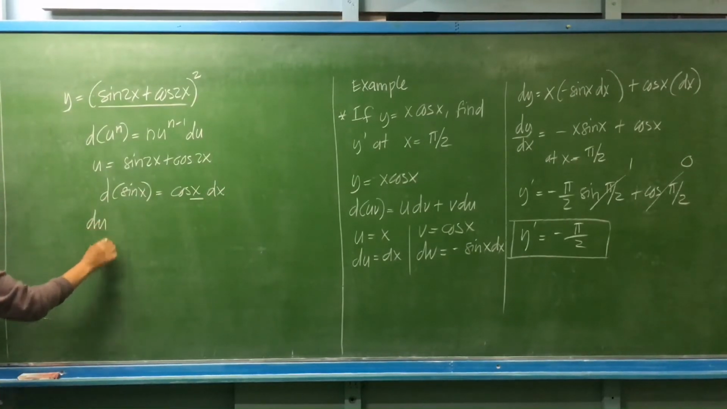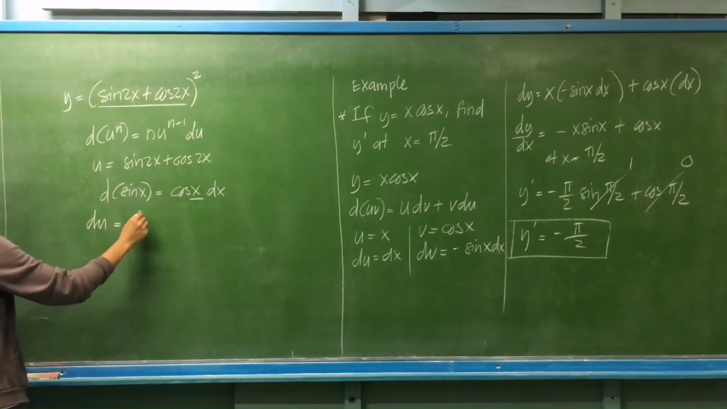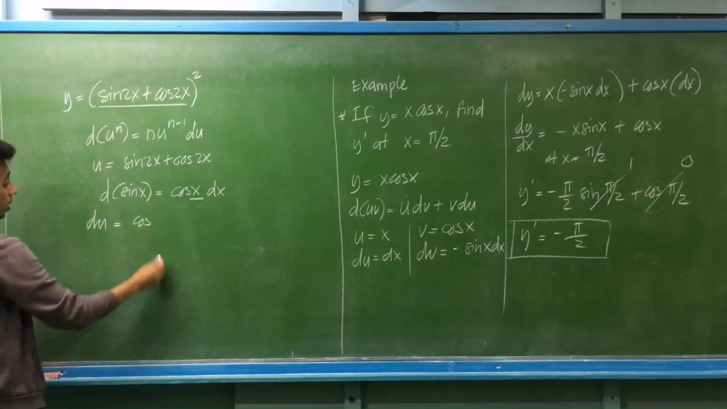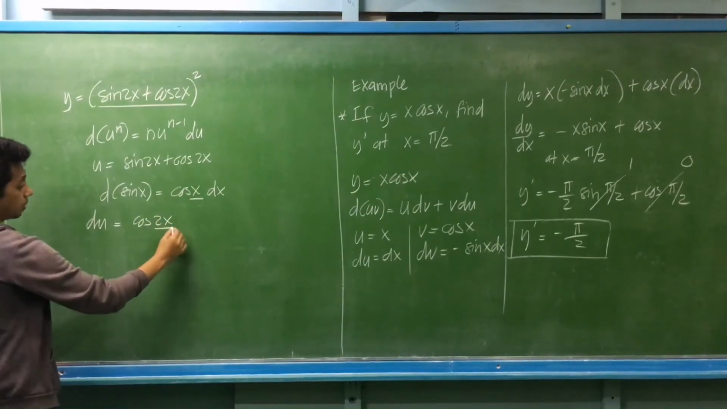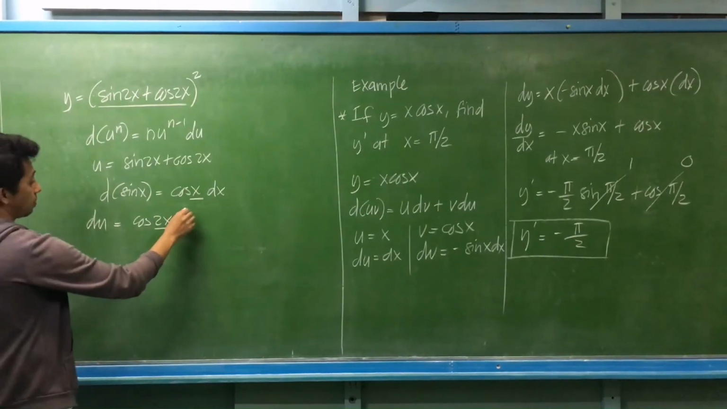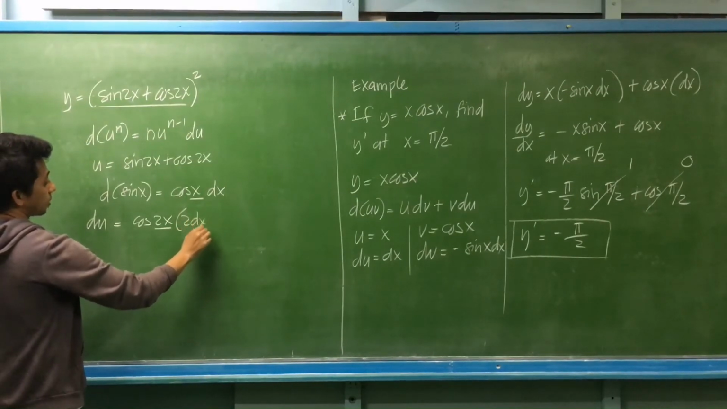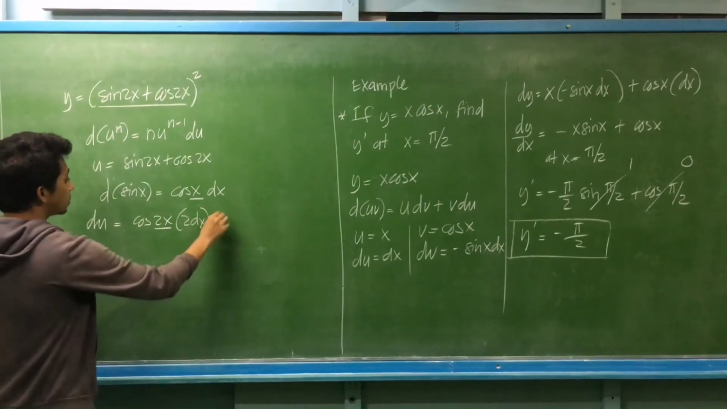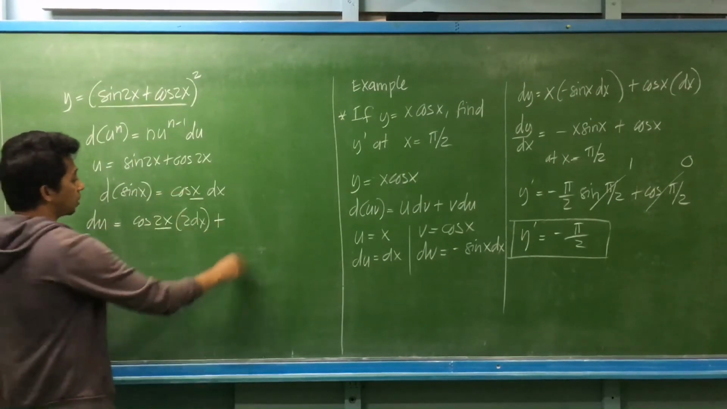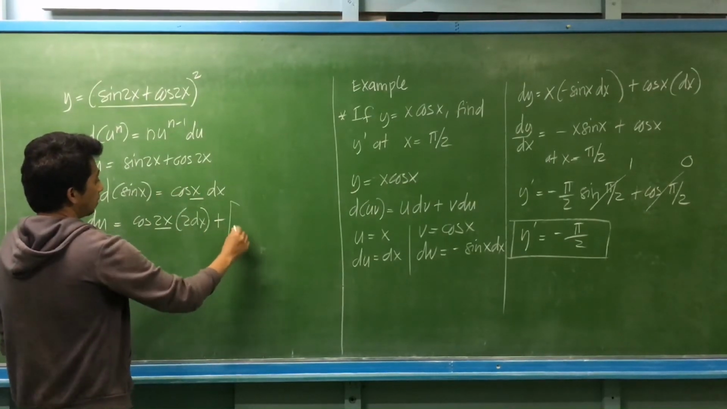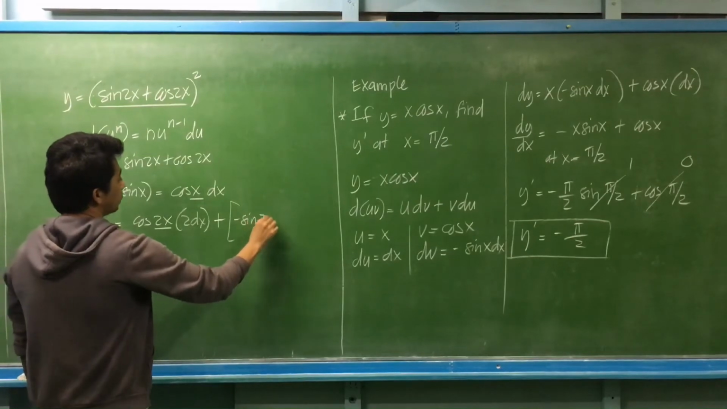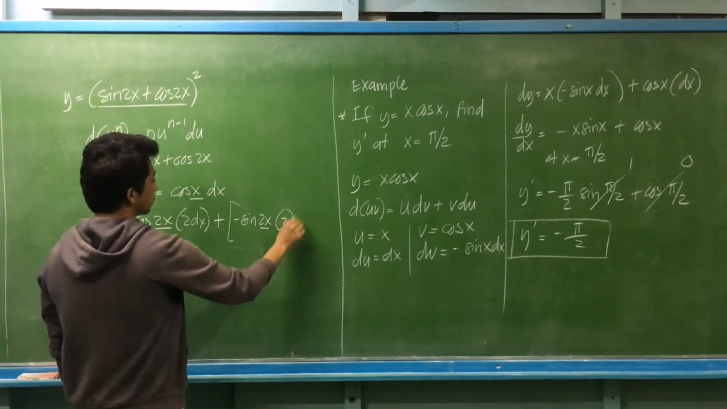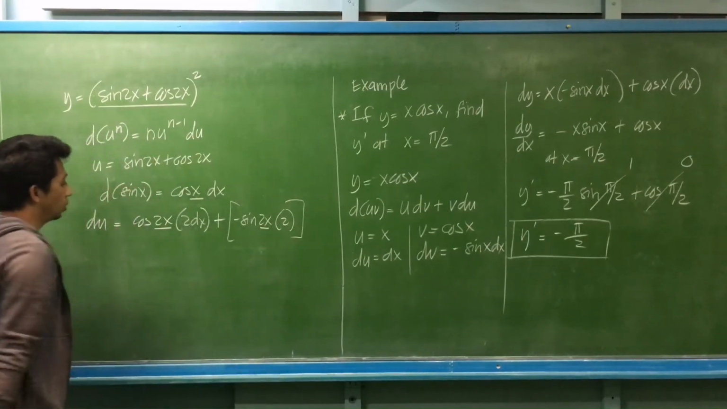We have derivative of u is equal to, derivative of sine is cosine of 2x. What is the derivative of your angle? That is the same as 2 dx. Okay? Then plus cosine. What is the derivative of cosine? Derivative of cosine is negative sine 2x. Derivative of the angle, that is the same as 2.